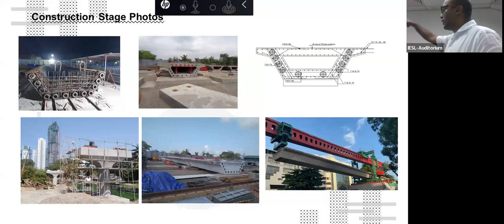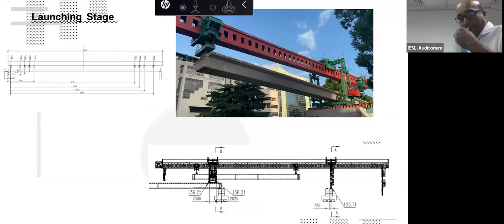This is the segment we have cast. Then you can see we are launching now. Out of 3 bridges, almost 2 bridges' launching is now completed. This is the launching stage. This is how we have taken the launching stage loads, transferred to the beam. No, this is not the most critical arrangement. This is one loading arrangement of the launching stage. The critical arrangement is when the launcher travels from one span to the other.